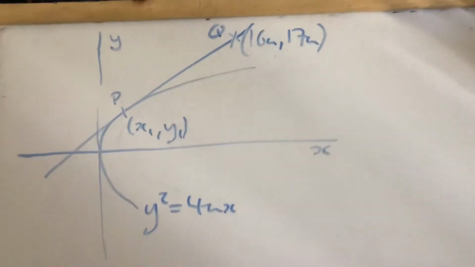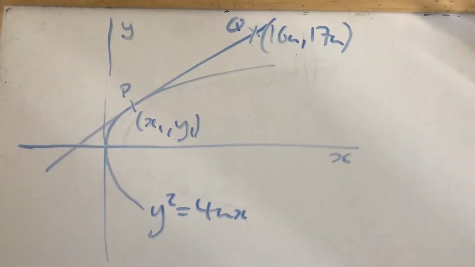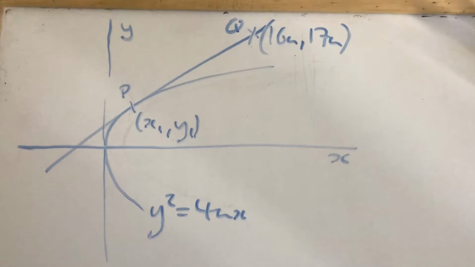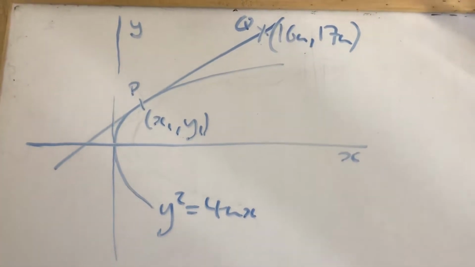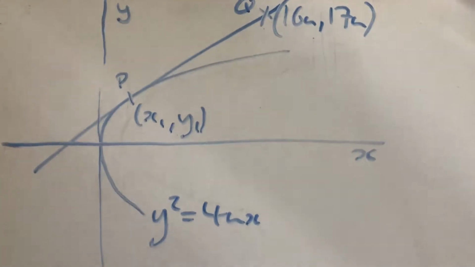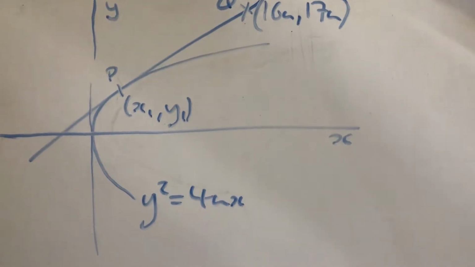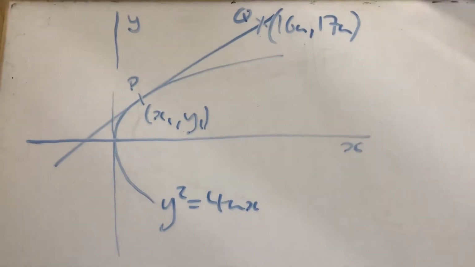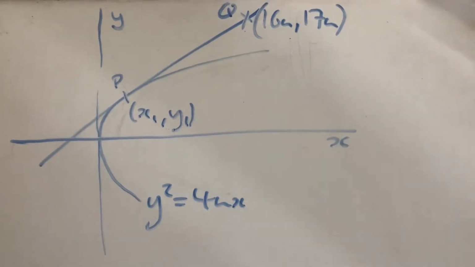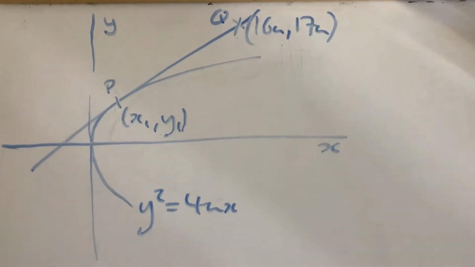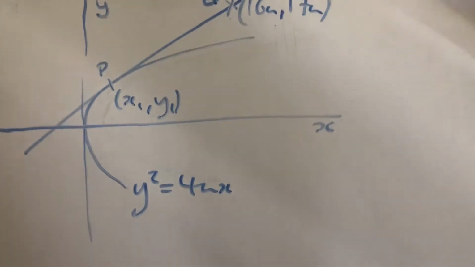We have here a problem to do with conic sections. We have a parabola and there is a tangent of the parabola which goes through the point 16a, 17a. The tangent is at the point P, x1, y1, and the parabola has the equation y squared is equal to 4ax. The question asks us to find out what the equations are of the tangents to the parabola, where the tangents go through the point 16a and 17a.